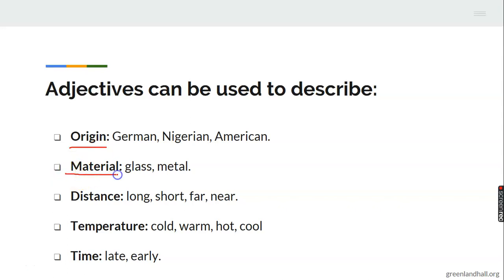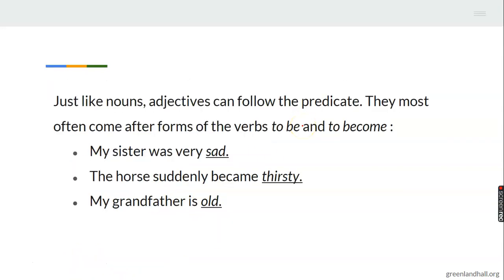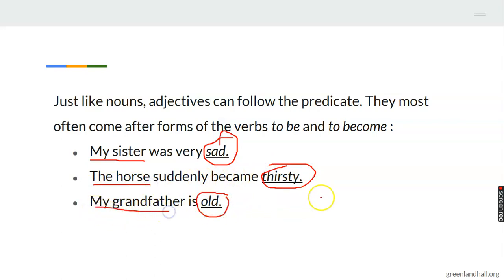It can be material form: metal, wood, you can have wooden, glass, metal. It can be distance, long shots, it can be temperature, it can be in time form, and the likes. Then let's see examples now. This is an adjective telling the state of my sister here, sad. The same thing here is working for us, describing us. Old here is age, describing my grandfather.